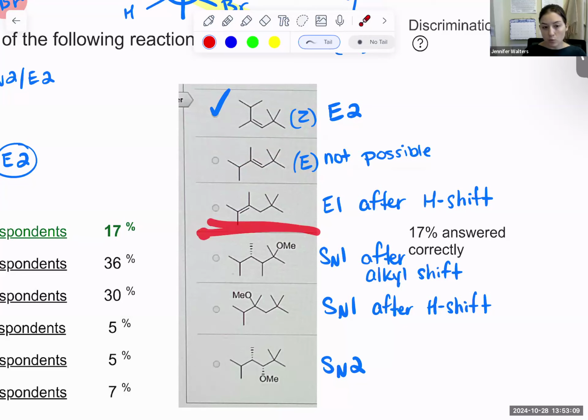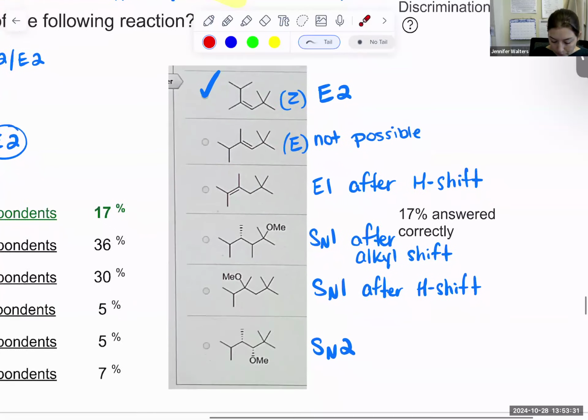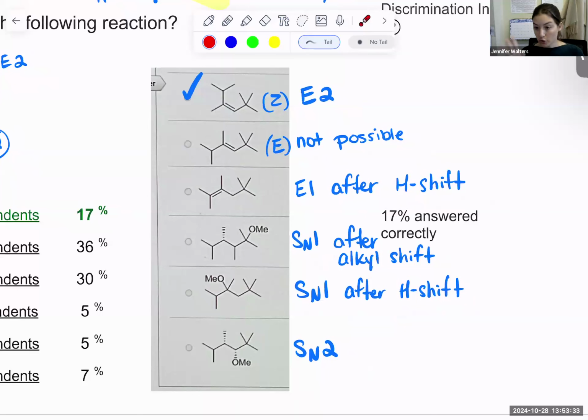This could be one of our E1 products if you did a hydride shift in order to get the carbocation here. So if you did a hydride shift so that your H moved over, you get a carbocation here, and then you just deprotonate there. So this is one of the E1 products. You also could have had an alkyl shift and then an E1 product on the other side if you were doing E1, which we're not.